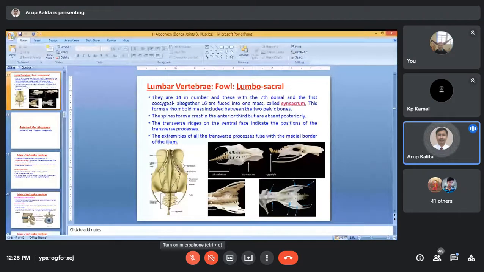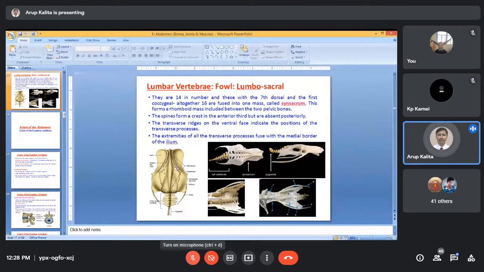Now this is all about the bones of the abdomen. So what are the bones of the abdomen? You will mainly get the lumbar vertebrae. They are 6 in number in case of ox. In case of horse, it is also 6. In case of dog, it is 7 in number. In case of pig, it is 6 to 7.